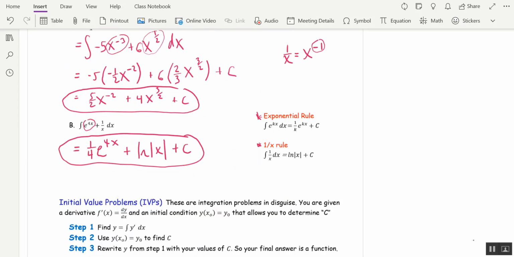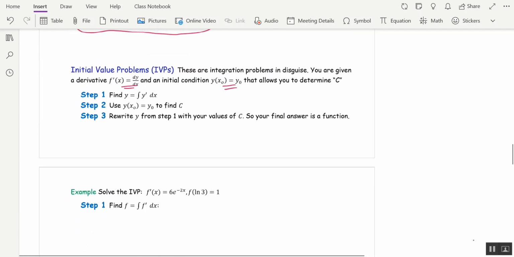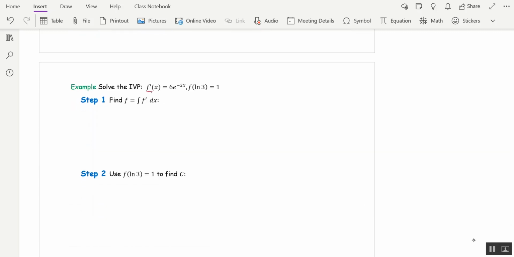Okay, initial value problems. We're going to do one of these. These are just integration problems. You're given the derivative of a function right here, and you're given an initial condition right here. And your job is to find the function. And there's 3 steps, and I'm going to walk you through these steps with an example right here. And the steps up here, I'm using y as my function, but since this problem is using f, I'm just rewriting the steps with f instead of y.